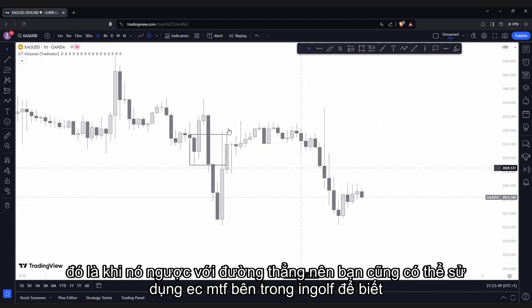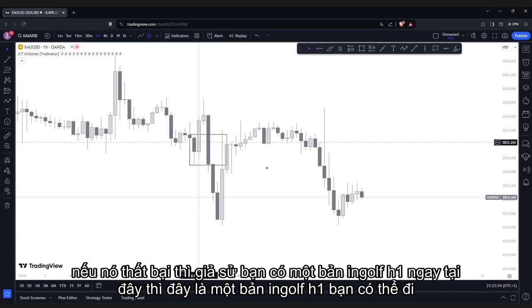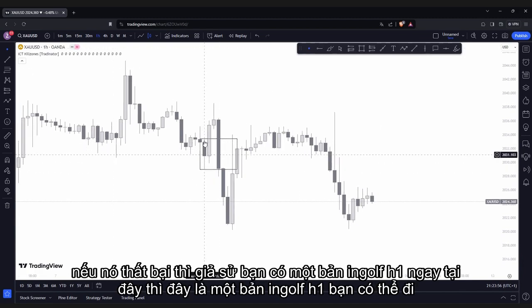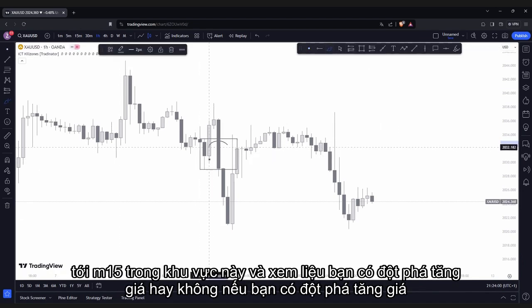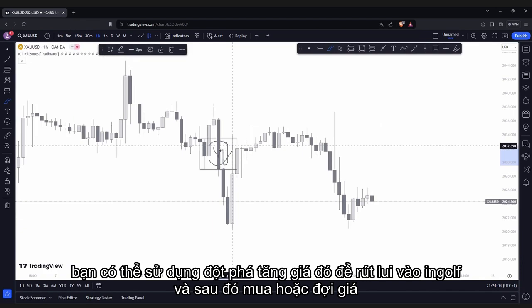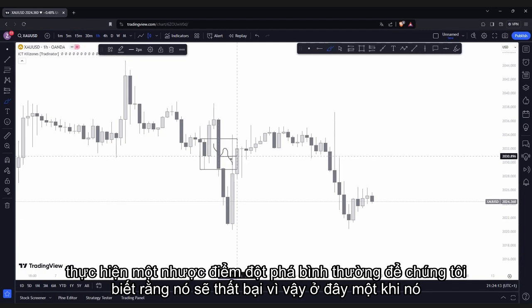So also, you can use the ECMTF inside the engulf to know if it's going to fail. So let's say you have an H1 engulf right here. This is an H1 engulf. You can go to the M15 in this area and look if you have a bullish breakout. If you have a bullish breakout, you can use that bullish breakout for a pullback into an engulf and then buy, or wait for price to do a normal breakout downside so you know that it is going to fail.